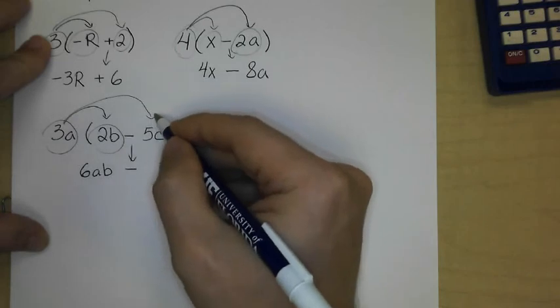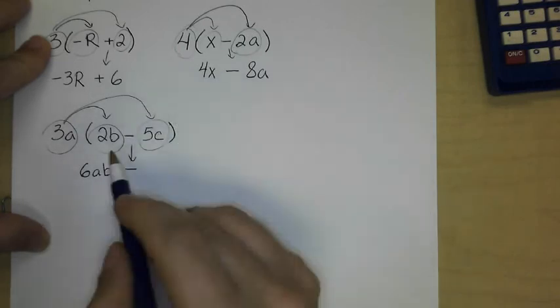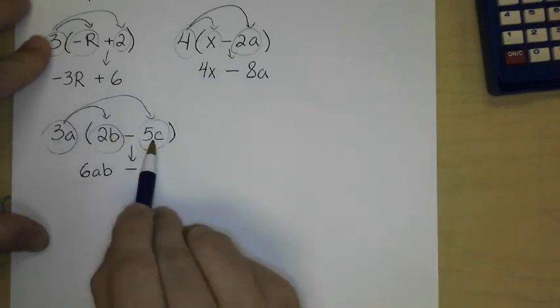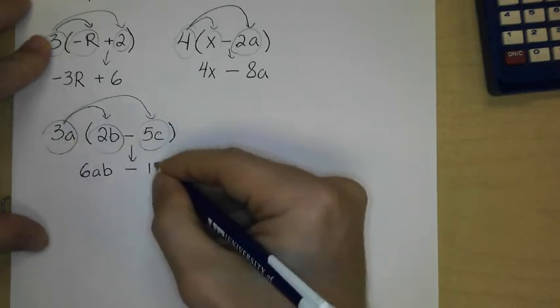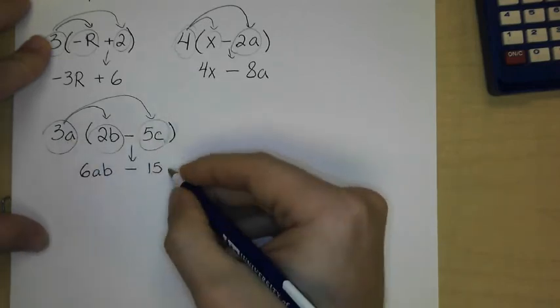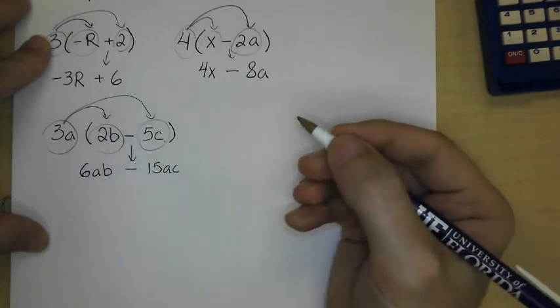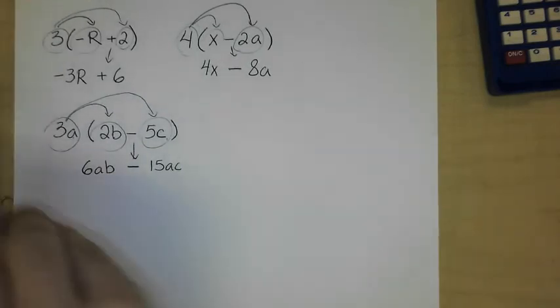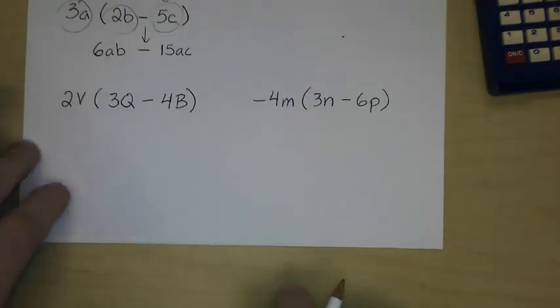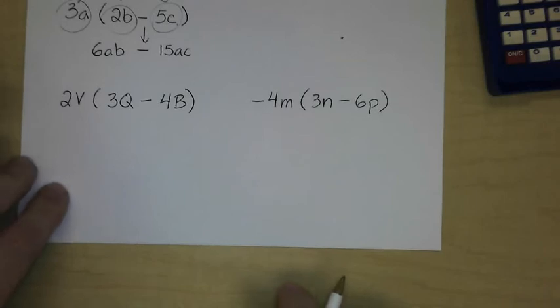Now I've got 3a times 5c. The numbers, 3 and 5, 3 times 5 is 15. And the letters, I have an a and a c. And that's my answer. So now I'm going to put up 2 problems. Go ahead and give them a shot. Okay, so there are 2 problems. Go ahead and pause the video, write down these questions, and then when you're ready, press play. We'll go over the answers.